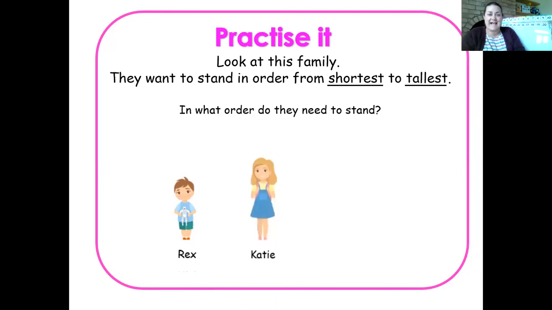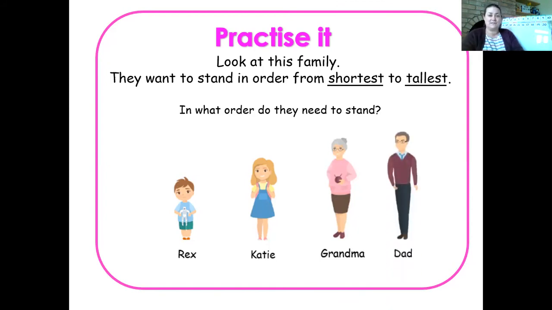Good, it was Katie. Okay, so we've got Rex, we've got Katie. Who would be next? So not the tallest person, the one before the tallest person. Good, it is Grandma, isn't it? Which means that the tallest person in that family is Dad. Well done. So we just used our eyes, didn't we, to see who was the tallest and who was the shortest, and then we were able to put them into order. All right, so that's all we're going to be doing today, is thinking about the order of heights.